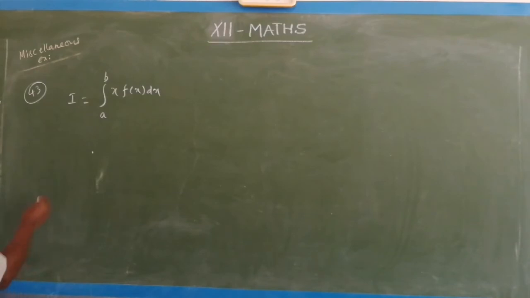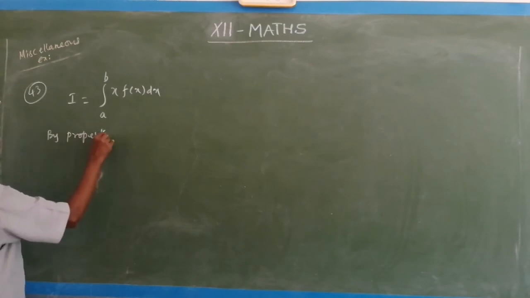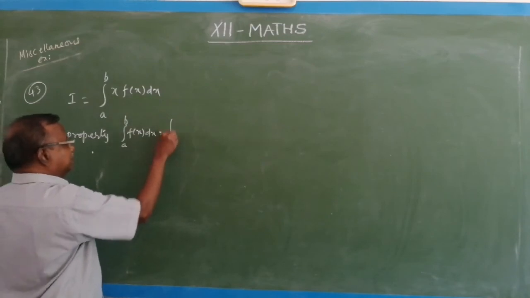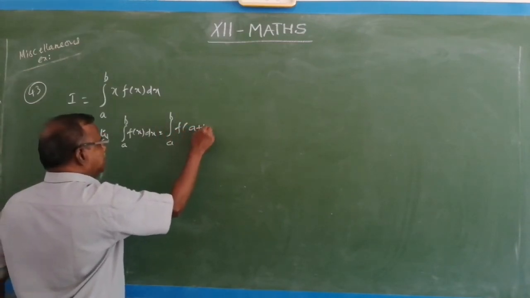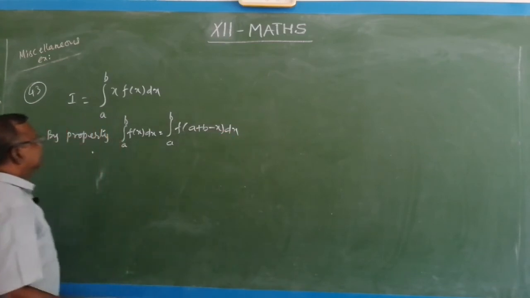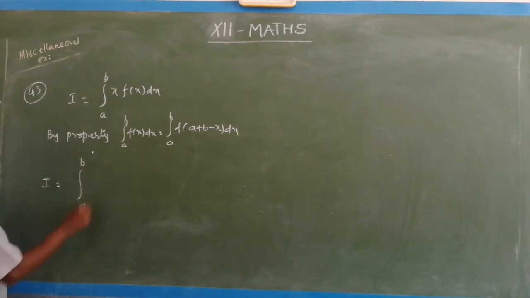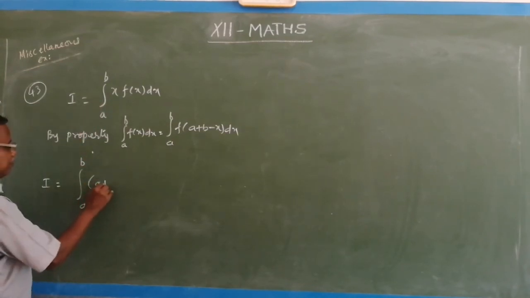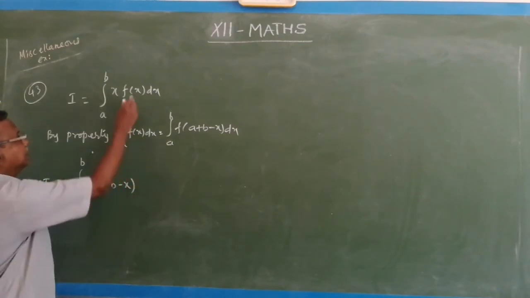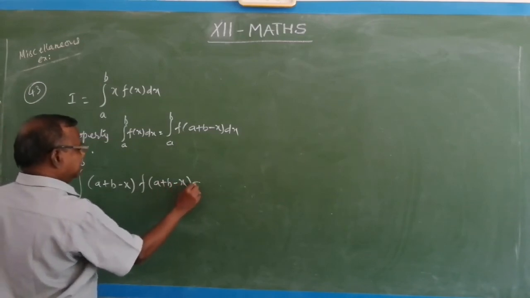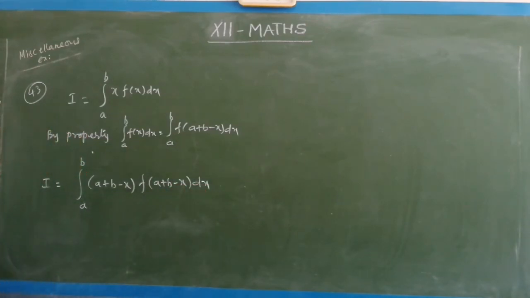Now by property, integral a to b f of x into dx equals integral a to b f of a plus b minus x into dx. We have I equals integral a to b, x means a plus b minus x, and f of x means f of a plus b minus x into dx.